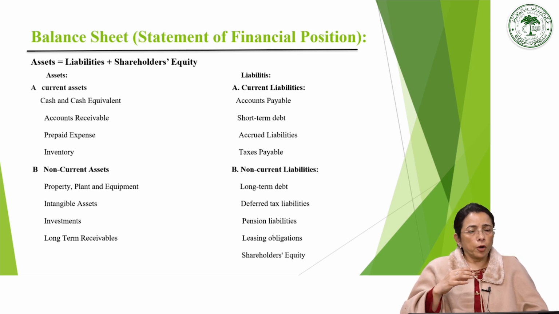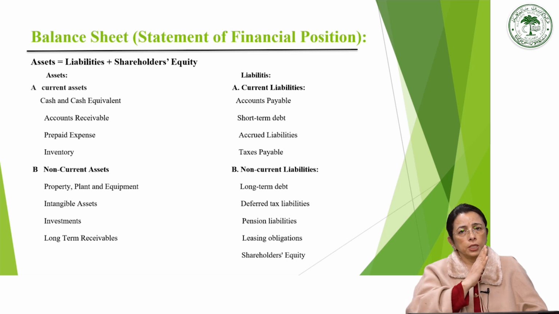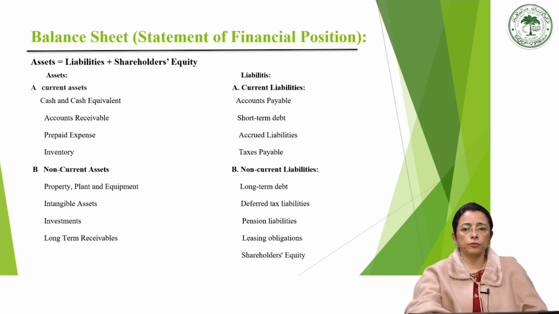The net profit which is computed in the profit and loss account or statement is transferred to this balance sheet. So the components of the balance sheet, that is the assets, the liabilities and the shareholders' equity of the business, are displayed on the balance sheet.